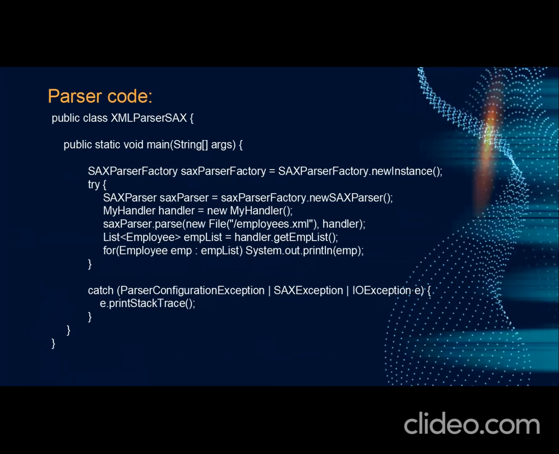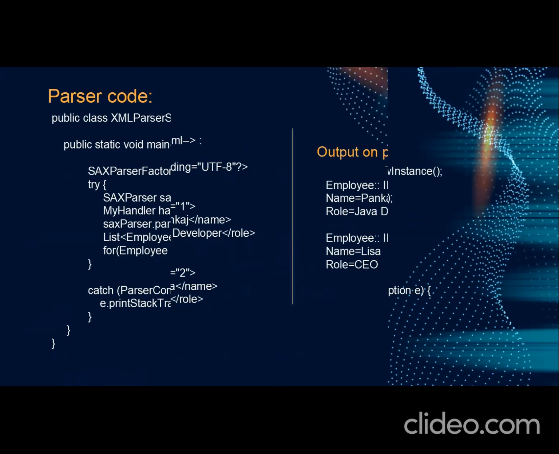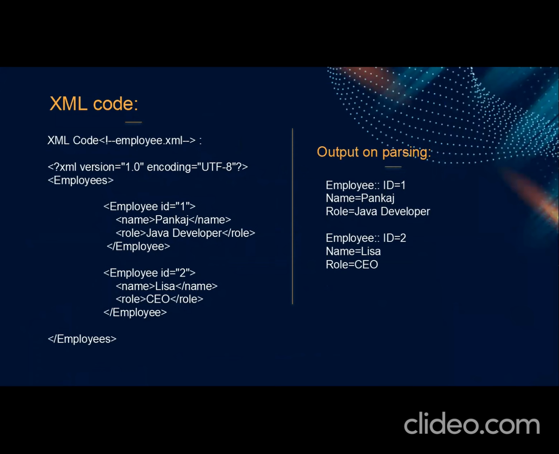This is an example parser code. Here the parser code is collecting the employees list using the getEmployeeList method, and it is printing each employee. This is the XML document containing the employees list. So this will be the output on parsing.